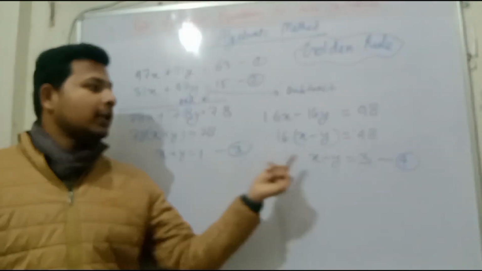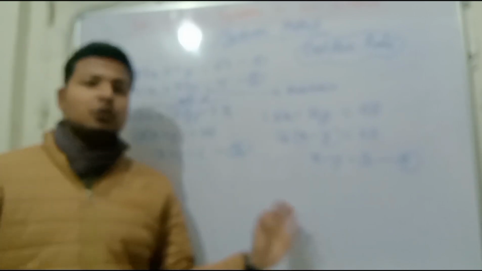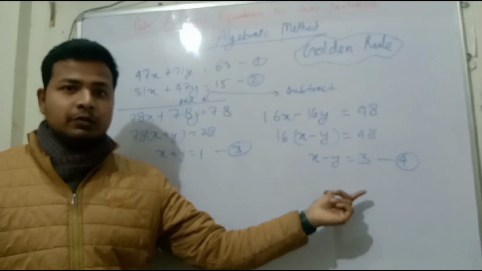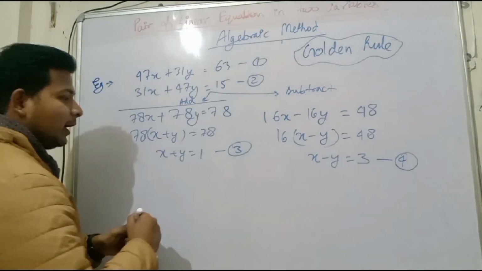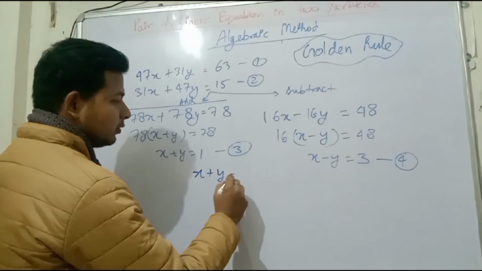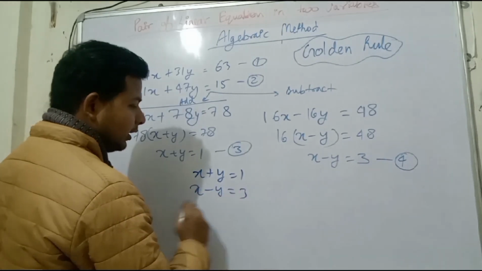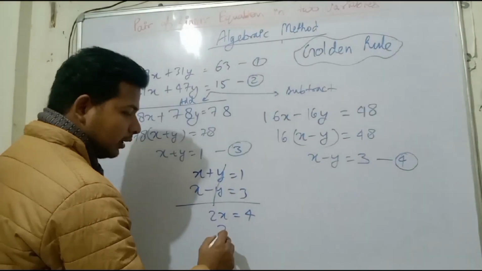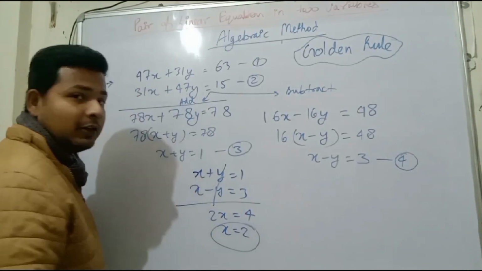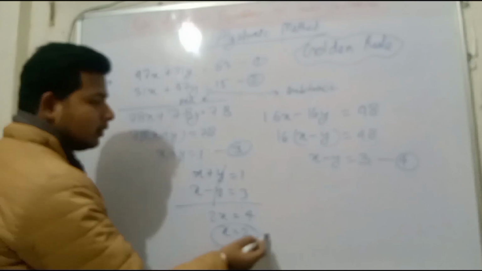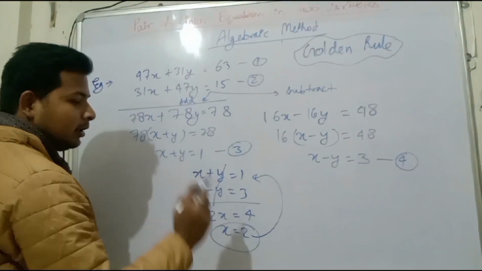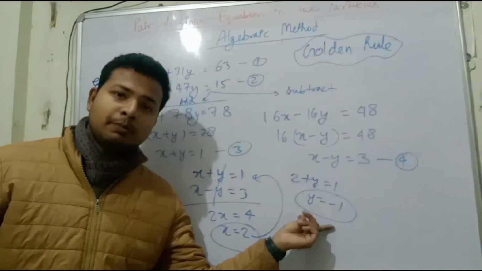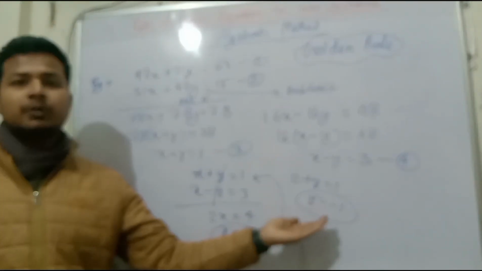Now x plus y equals 1 and x minus y equals 3. These two are the final equations. Now you are able to solve these two equations very easily. How? If you add these two equations, x plus y equals 1 and x minus y equals 3, y will cancel out, 2x will be equal to 4, and the value of x will be equal to 2. Now put the value of x in any of the equations: 2 plus y equals 1, so y will be equal to minus 1. This is our required solution.